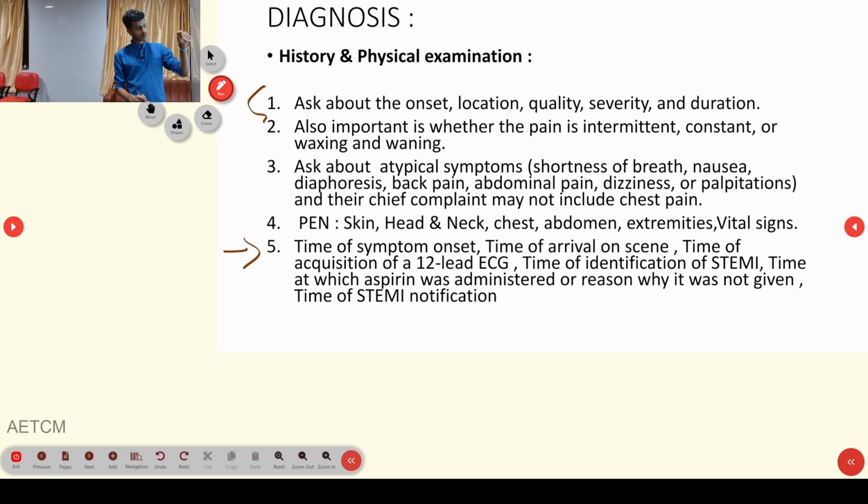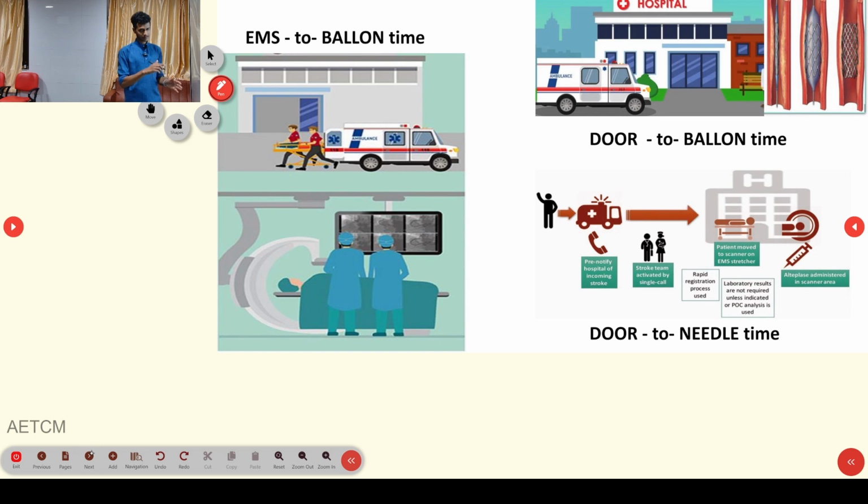So here you have to note the time of symptom onset, time of first medical contact or arrival on scene, time of acquisition of the 12-lead ECG, time of identification of STEMI, and the time at which aspirin was administered. If not, that is the reason we have to mention why you didn't administer. Why is this time most important? For the definitive therapy management. What that means, we'll discuss.